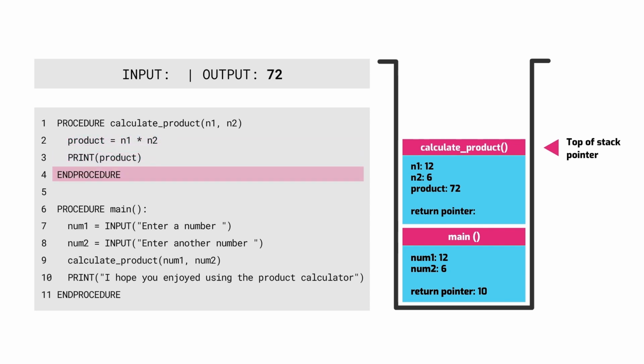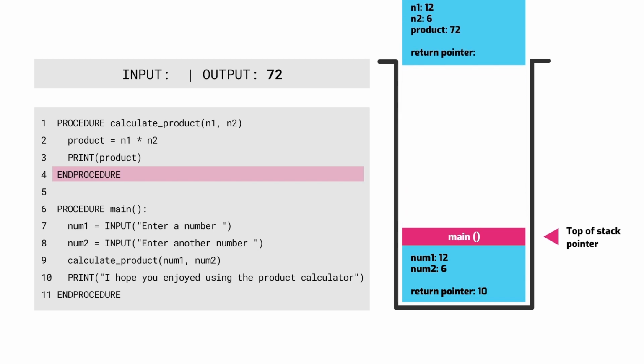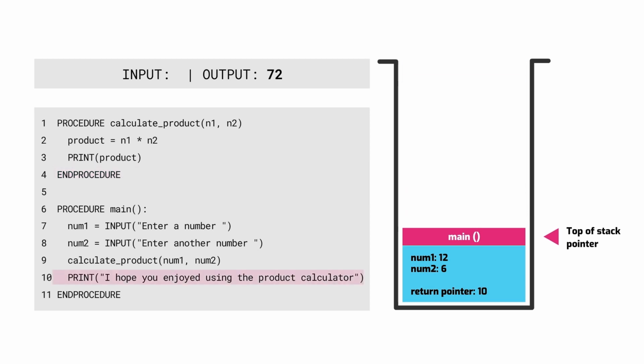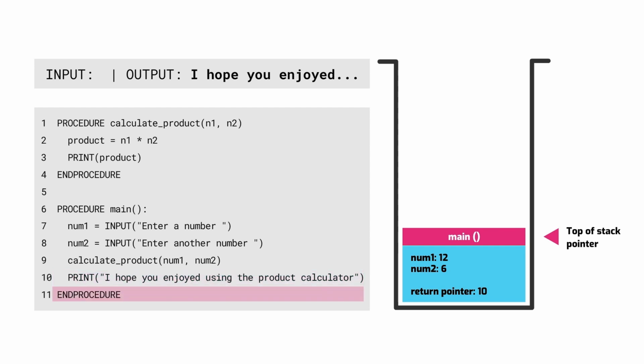The subroutine calculate product has completed. The associated stack frame is popped from the stack. A peek operation is carried out, and the main subroutine continues executing at line 10, as indicated by the return pointer. There are no more instructions, so the main subroutine has completed, and its frame is popped from the stack.